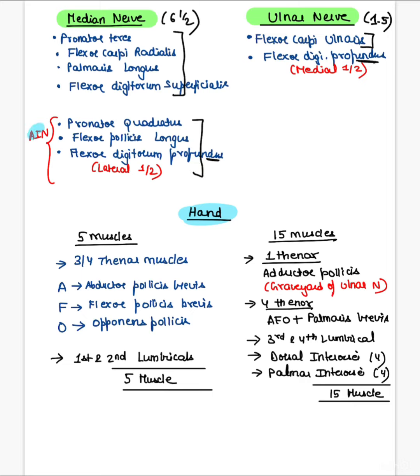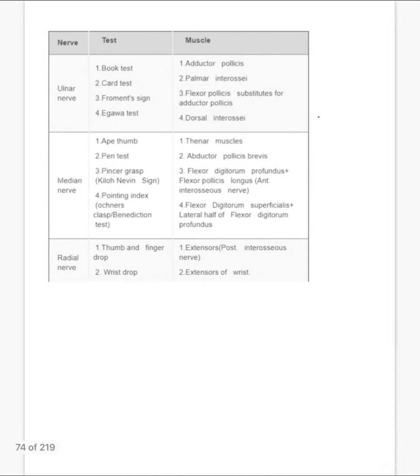The deep part of the median nerve is known as the anterior interosseous nerve, which shows the presence of the OK sign. Again important. In the hand, we had 5 muscles supplied by the median nerve, and the remaining 15 are supplied by the ulnar nerve. That is 1 thenar, because 3 had already been supplied here, and the first and second lumbricals. So this is about your nerve supply.